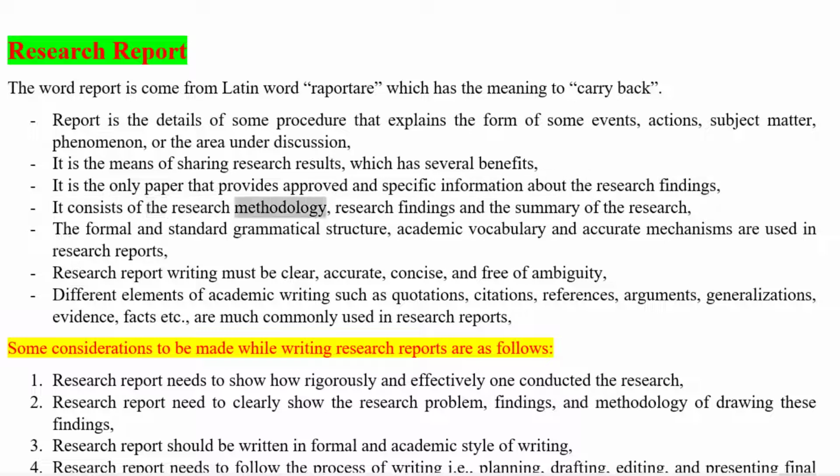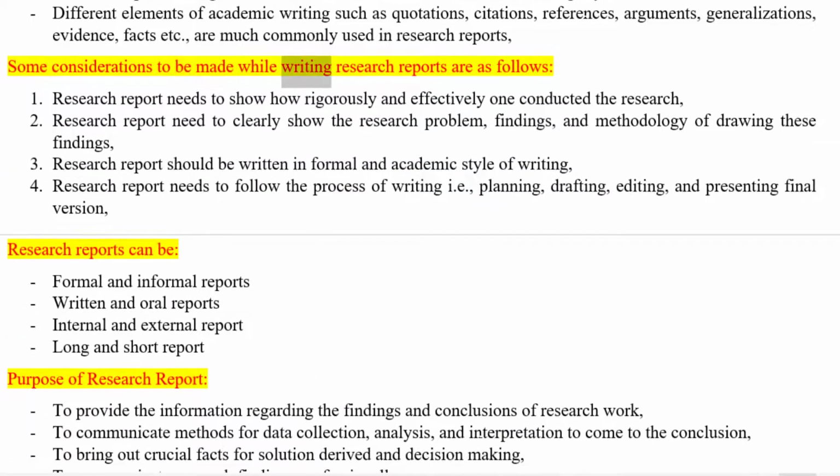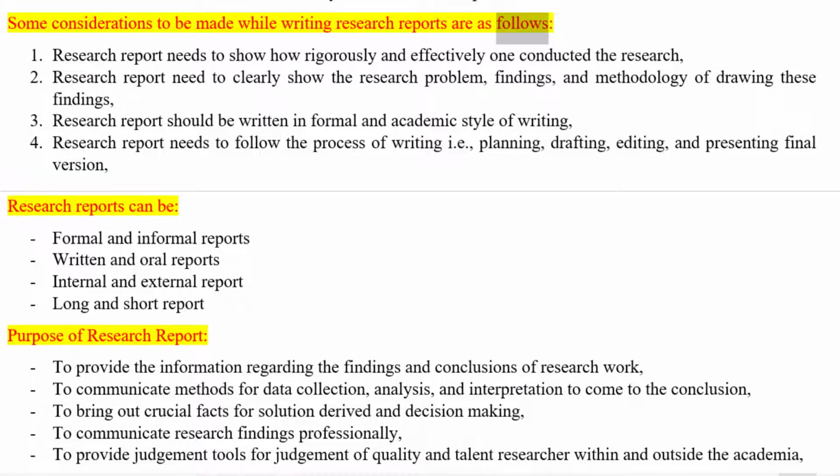It consists of the research methodology, research findings, and the summary of the research. The formal and standard grammatical structure, academic vocabulary, and accurate mechanisms are used in research reports. Research report writing must be clear, accurate, concise, and free of ambiguity. Different elements of academic writing, such as quotations, citations, references, arguments, generalizations, evidence, facts, etc., are commonly used in research reports. Some considerations to be made while writing research reports are as follows.